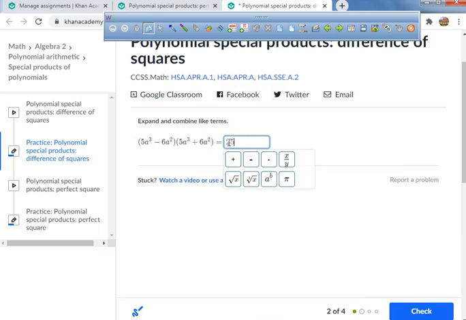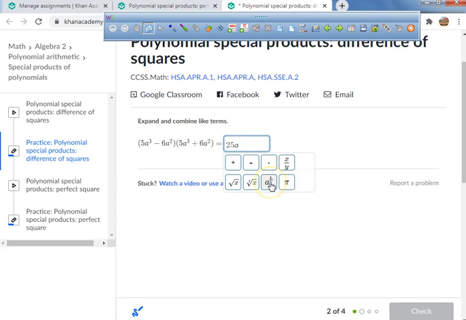25, a to the power of what? 6, because we had to multiply. Remember, you have to add the exponents when you multiply. Then do what? Minus 36a to the power of 4.